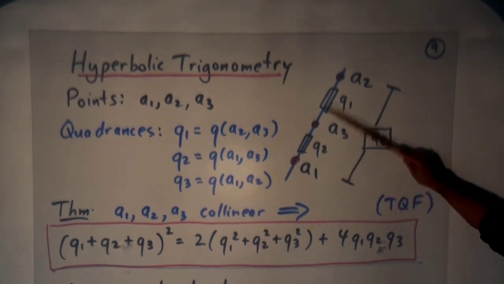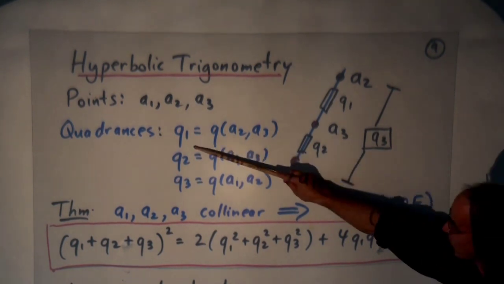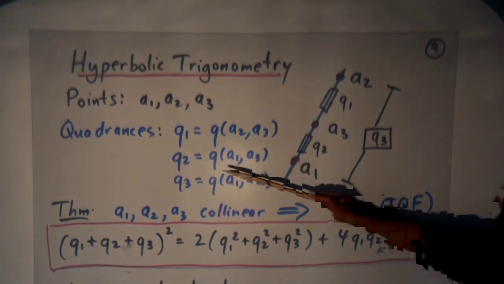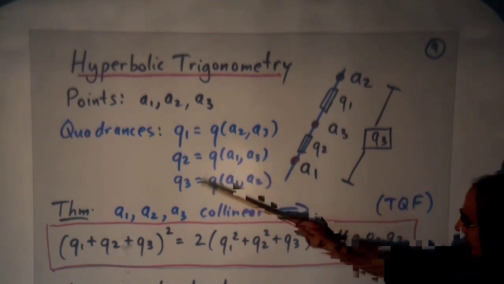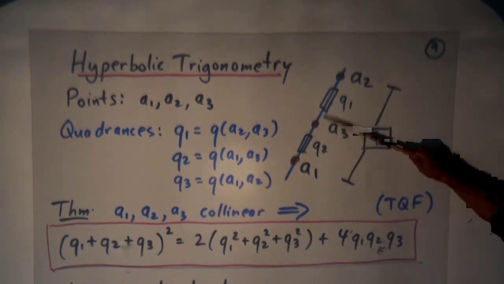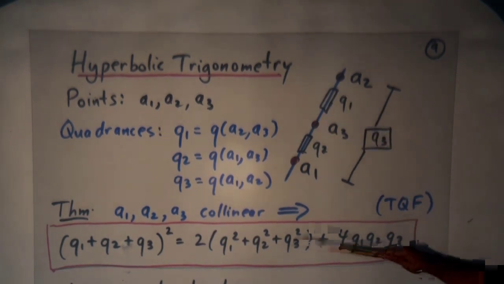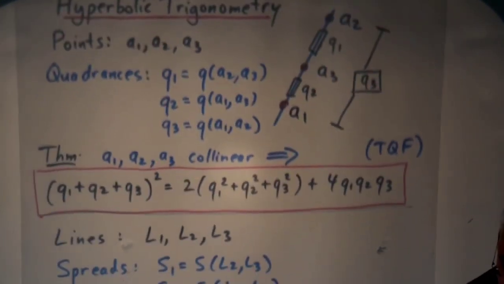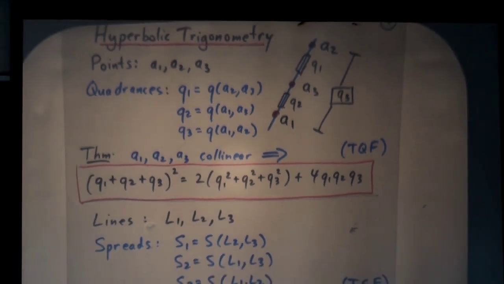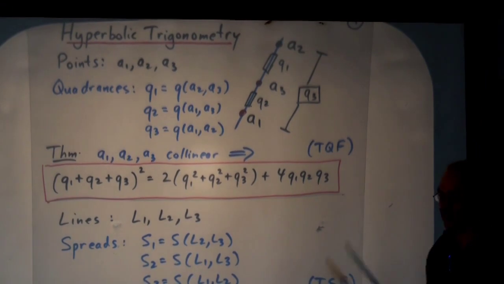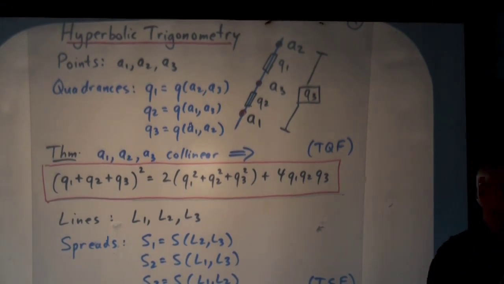Then there are three quadrances formed, and our convention for quadrances is always the same. Q1 equals the quadrance between A2 and A3, Q2 is the quadrance between A1 and A3, and Q3 is the quadrance between A1 and A2. In that case, these three quadrances satisfy this relation here, and this relation is also the triple spread formula in ordinary planar geometry. In other words, it's exactly the relation satisfied by the three spreads of a Euclidean triangle.